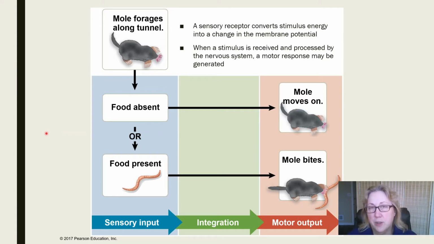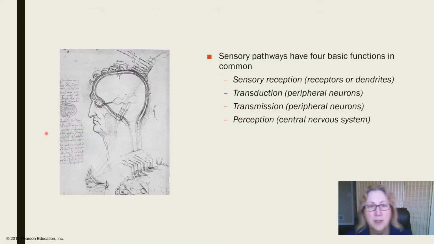So sensory input is coming in through afferent neurons. It is integrated in the central nervous system, whether that's in the brain or just in the spinal cord, in the case of spinal reflexes, which we'll talk about. And then motor output could be voluntary or involuntary motor output.